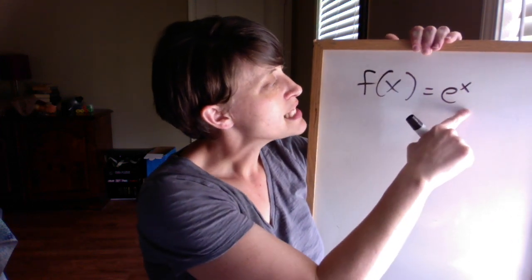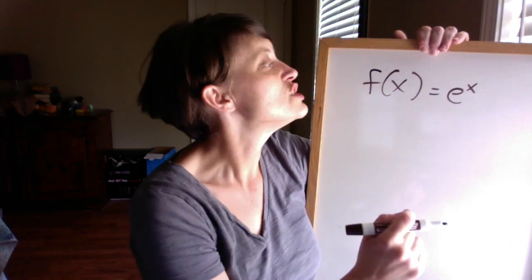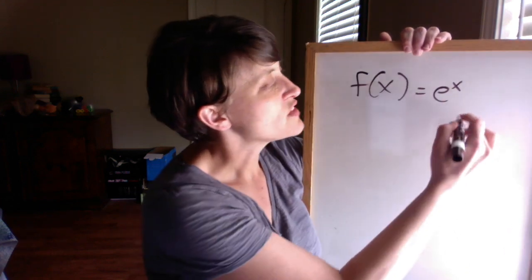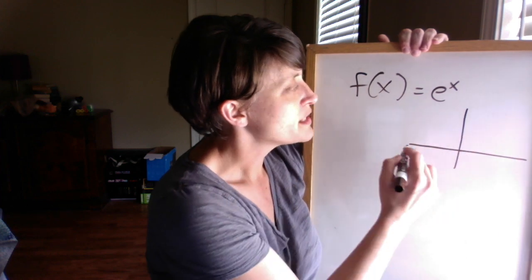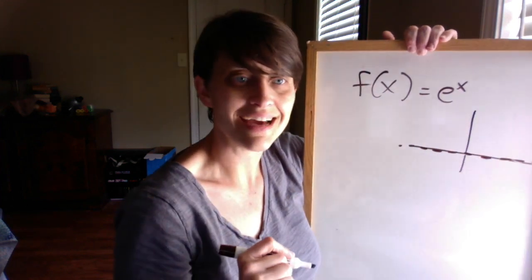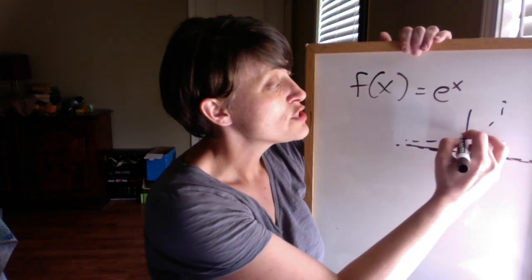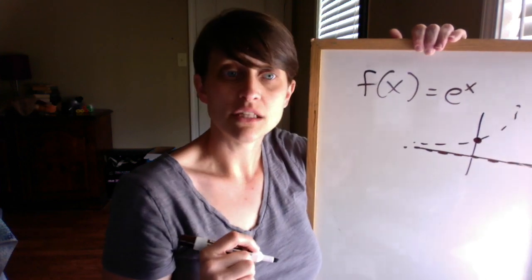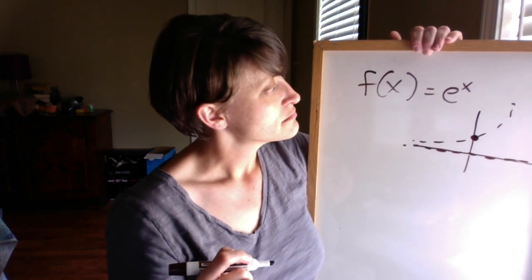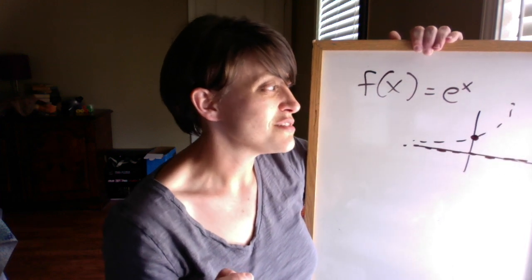Now let's talk about e to the x. E is some number between 2 and 3, closer to 3 than it is to 2. So we already know some things about this graph. We haven't done any transformation, so it's going to have a horizontal asymptote that is the x-axis. We know it's going to be increasing. We know it's going to have a y-intercept of (0, 1). We know its domain is going to be all real numbers. We know the range is going to be 0 to infinity.